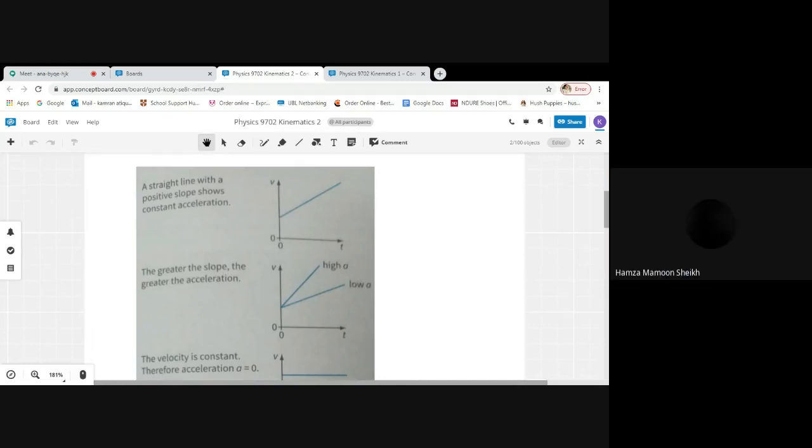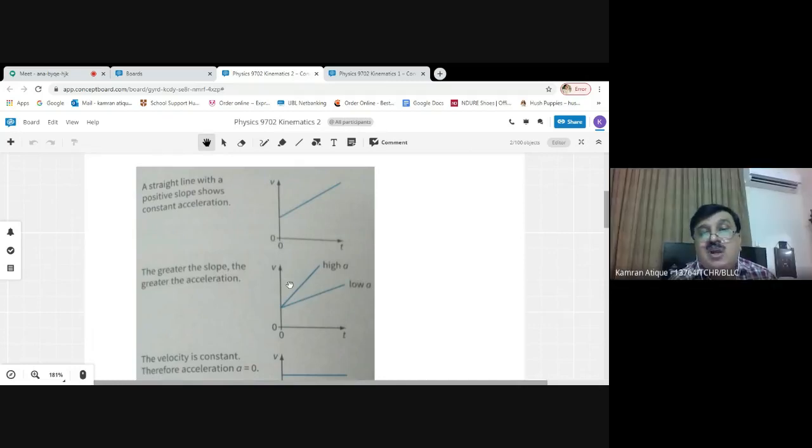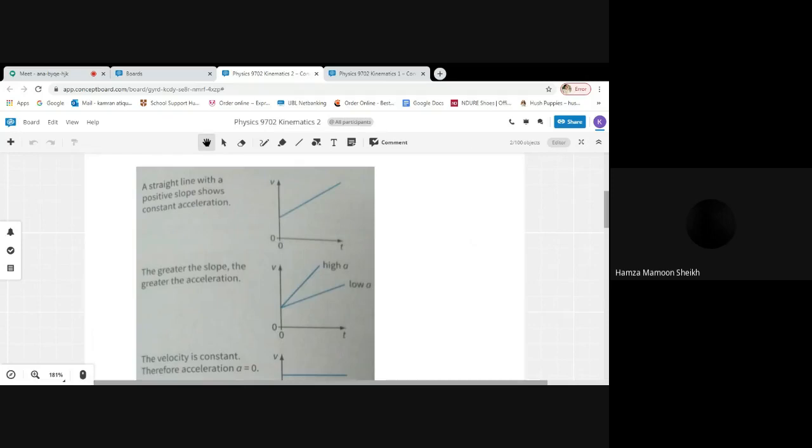Right? Our next graph is the graph of two bodies, two objects, body A and body B. So clearly, the slope of the graph of body B is larger as compared to the gradient of the graph of body A. So we can say body B is moving with a greater acceleration as compared to body A, Hamza. Can we say that? Yes, sir. Okay.